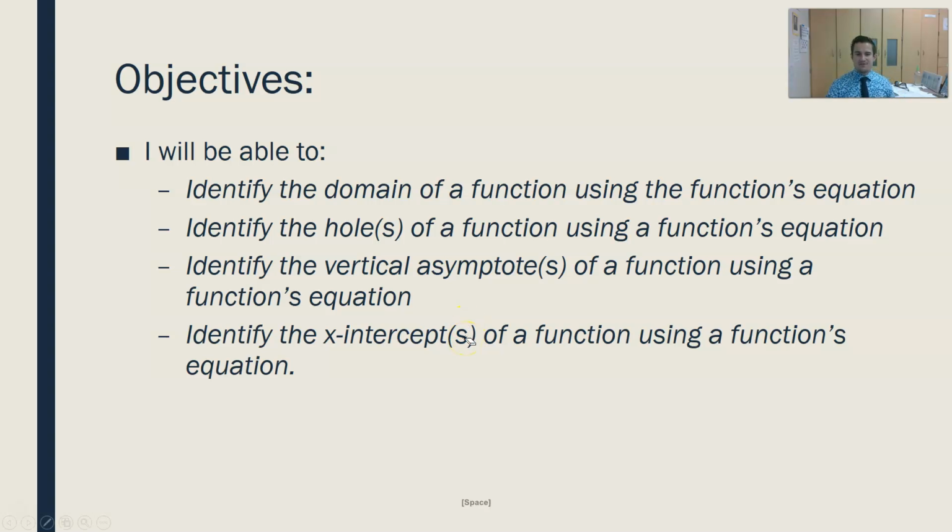So, by the end of this lesson, these are the things that I want you to be able to know. I want you to be able to identify the domain of a function using the function's equation, identify the holes of a function using the function's equation, identify the vertical asymptotes of a function using the function's equation, and identify the x-intercepts of a function using a function's equation. Those are the things I want us to be able to do at the end of this lesson. These are kind of the same characteristics we identified in 6.1, but now we're identifying them from the equations.